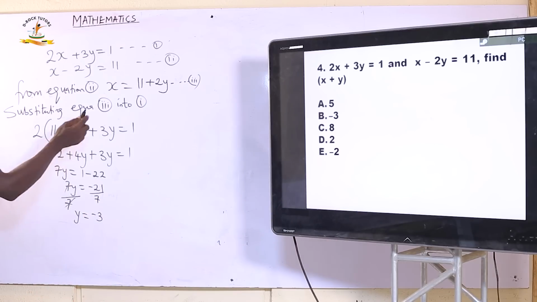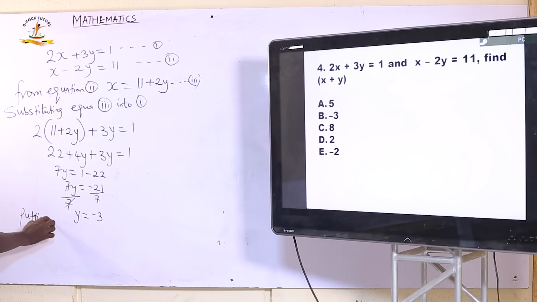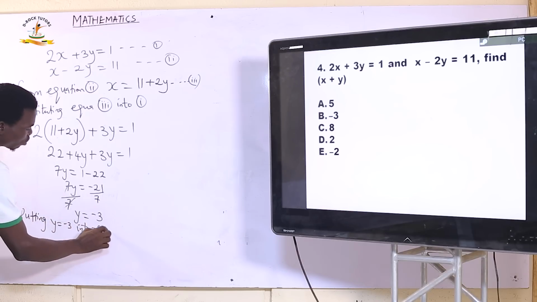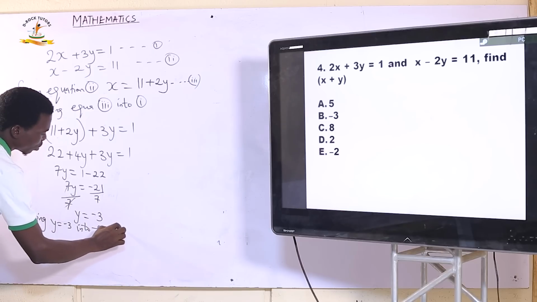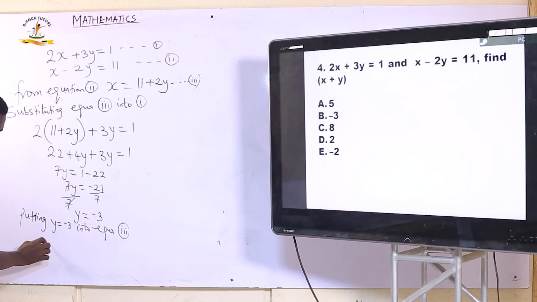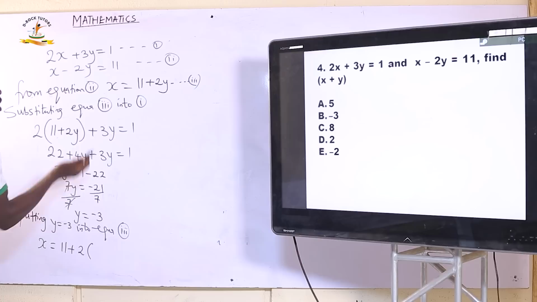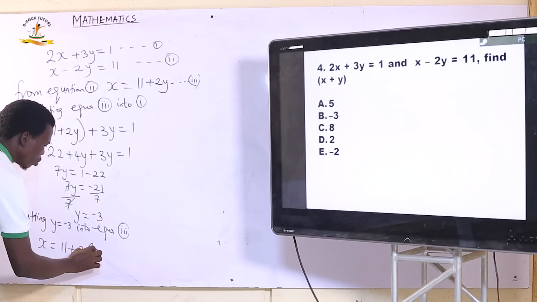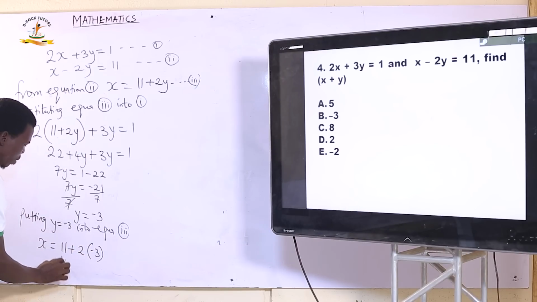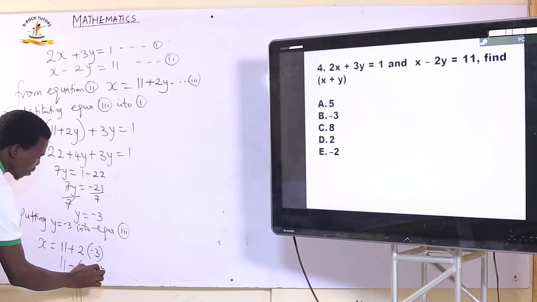So putting y equals minus 3 into equation 3, then I have x equals 11 plus, instead of writing 2y, I've already had my y to be minus 3. I just put 2 into minus 3. And this is going to be 11. 2 times minus 3 is what? Minus 6. And this is going to be 5.